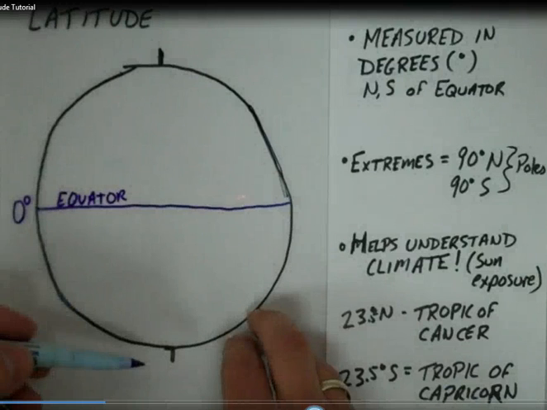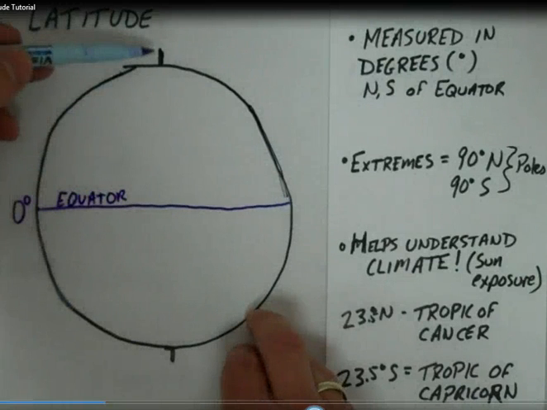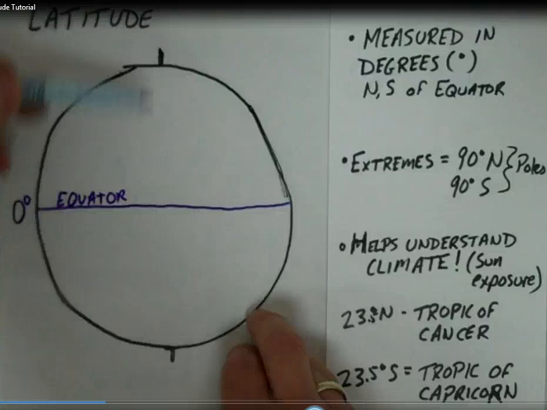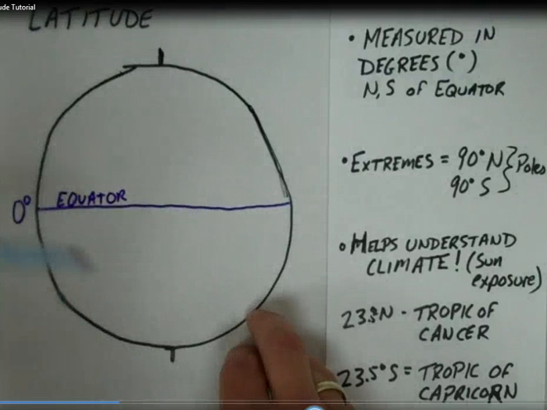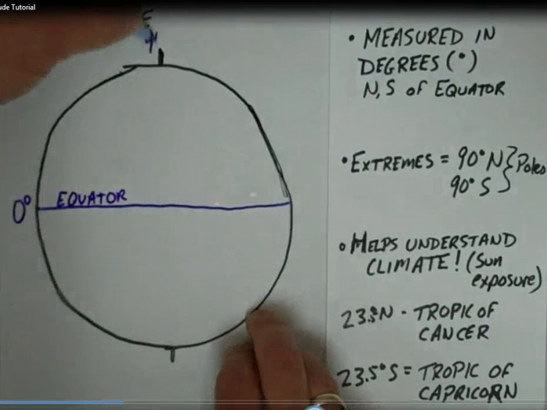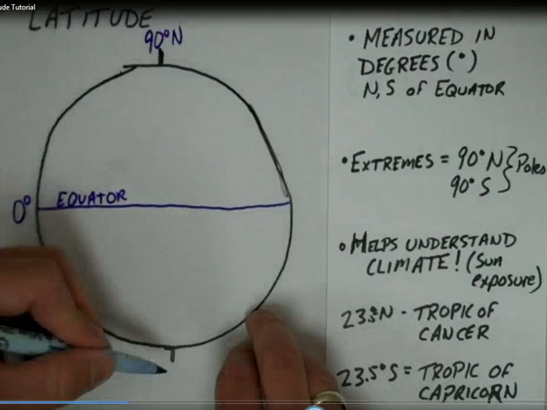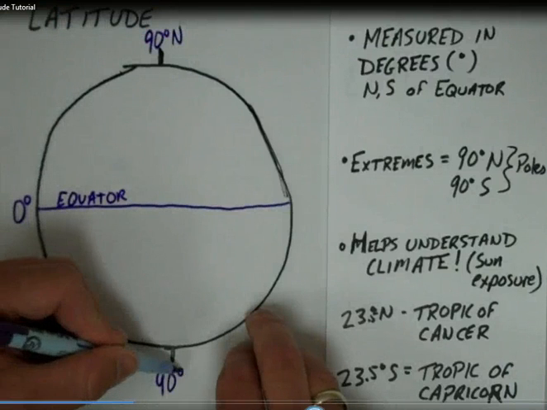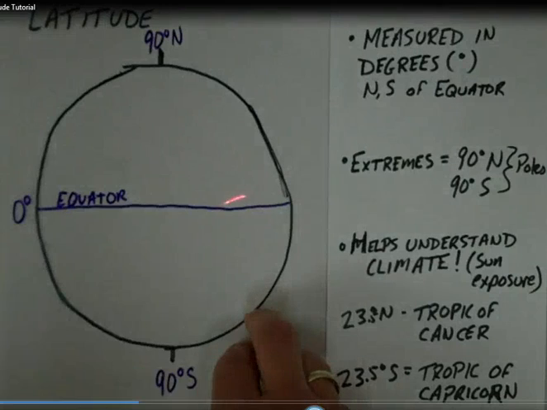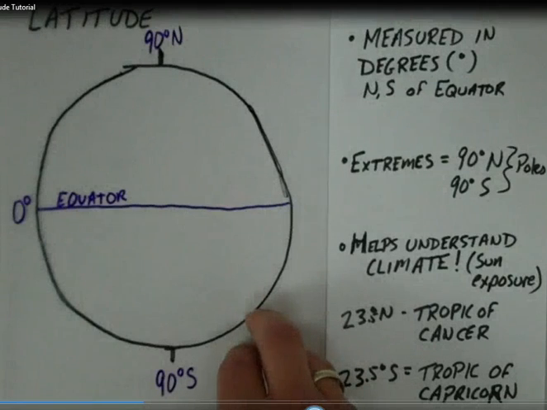Okay? What we're going to be doing then is moving our way toward the North Pole and towards the South Pole. And so the extremes then are going to be 90 degrees north for the North Pole and 90 degrees south for the South Pole. If you have any number bigger than 90 degrees, something is horribly wrong because the North Pole is as north as you can get and the South Pole is as far south as you can get.